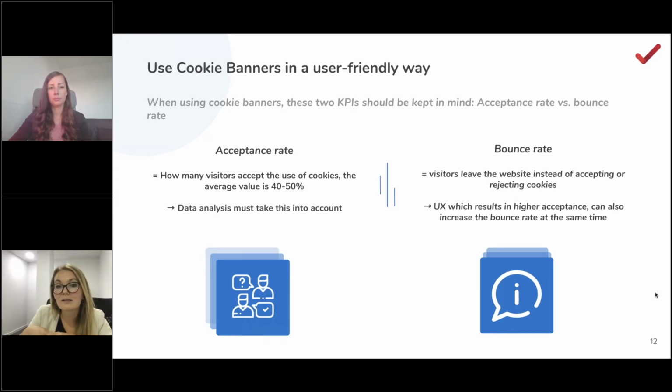Then on the other hand, we have the bounce rate. The bounce rate means how many visitors are so shocked by the cookie banner or turned off by it that they say, okay, I'd rather leave the website instead of accepting or rejecting cookies. I just don't want to deal with this. Bye. And the bounce rate, of course, is also affected by the design of the cookie banner that is chosen, by the size of it, etc. And I will explain that with practical examples on the next slide.